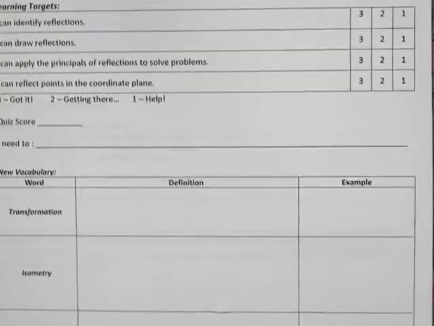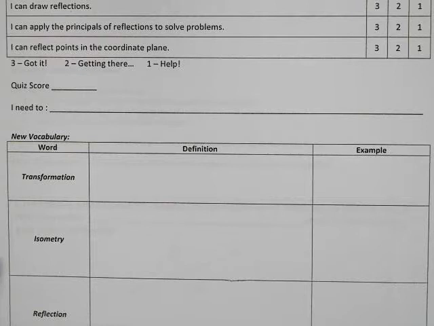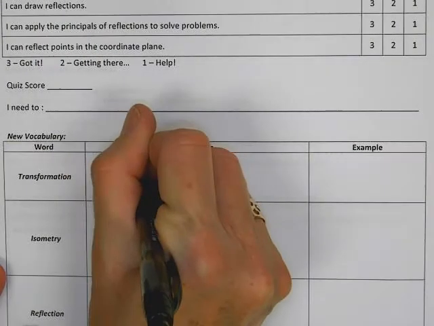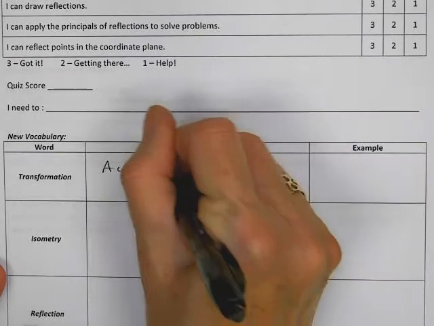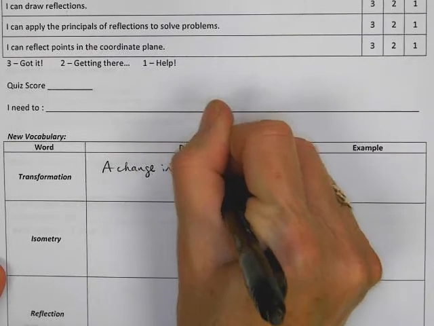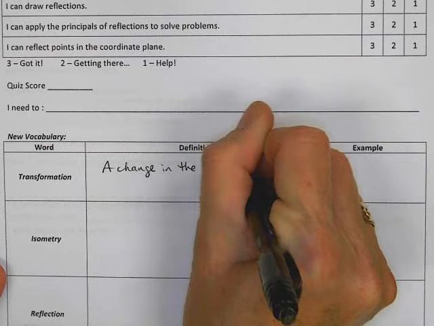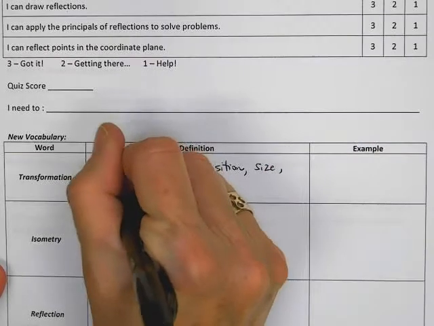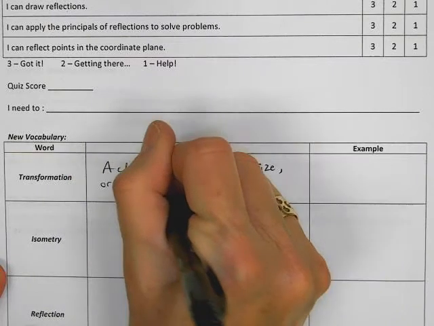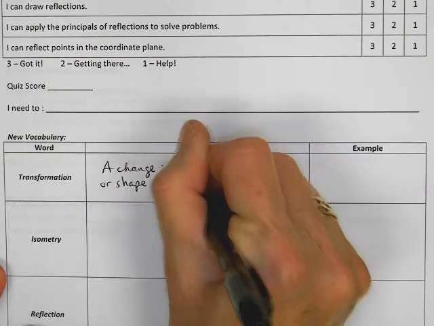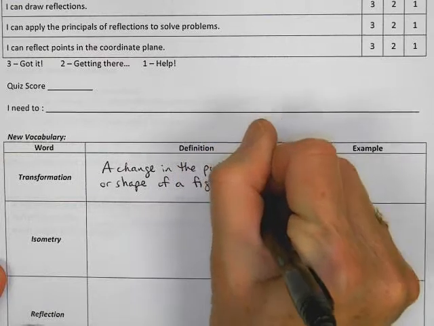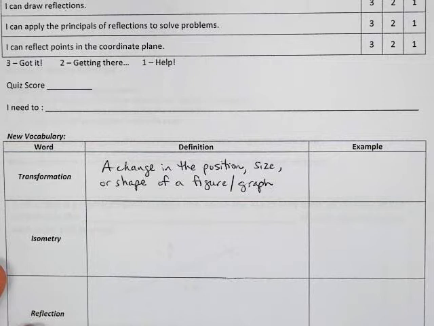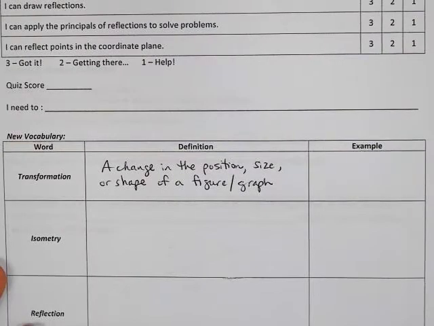All right, so let's review what a transformation is. We talked about these before. A transformation is a change in the position, size, or shape of a figure, or you could say of a graph. Okay, and so a reflection is one type of transformation.